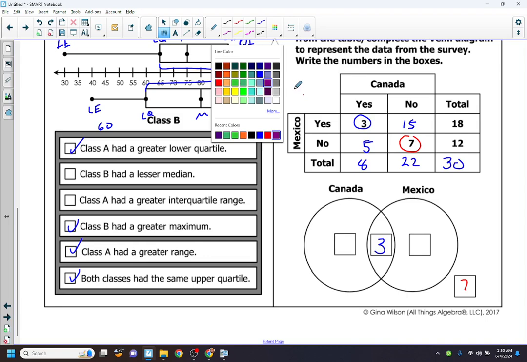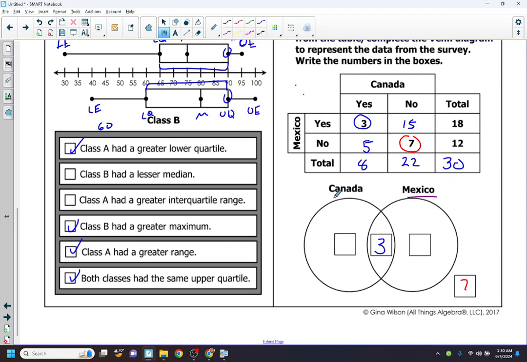So this box over here is going to be people who said yes to Mexico but no to Canada. So people who said yes to Mexico but no to Canada, that should be 15. And this box over here, Canada's box, should be people who said yes to Canada but no to Mexico. Yes to Canada, no to Mexico, that's 5. And to check the work, you add that together. 5 plus 15 is 20. 3 plus 7 is 10. 20 plus 10 is 30. So that matches our total.